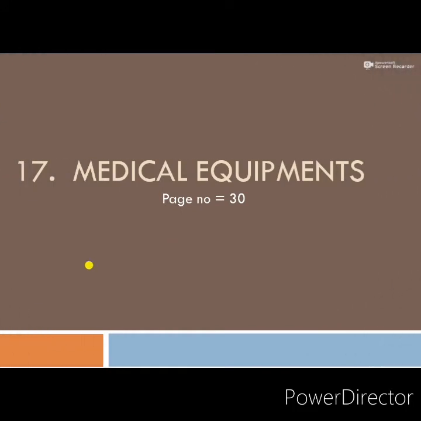Hello students, in GK today we will learn page number 30. Topic is medical equipments. Students, what is the meaning of equipments?